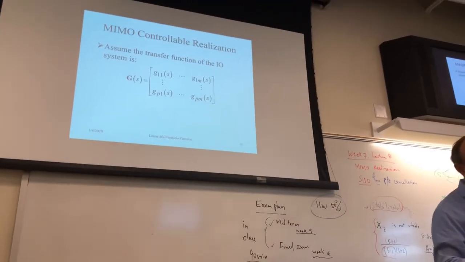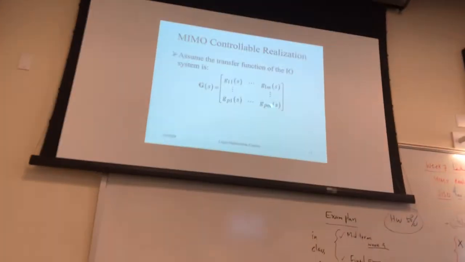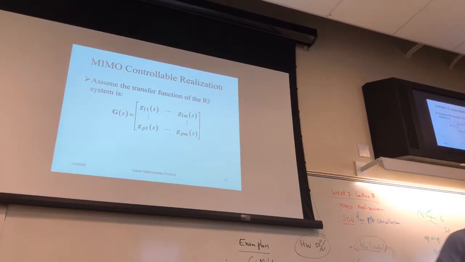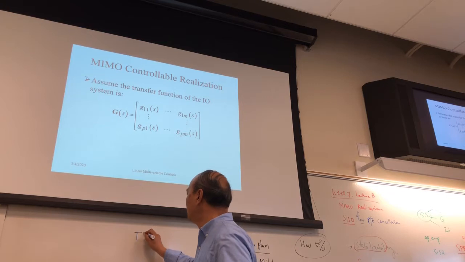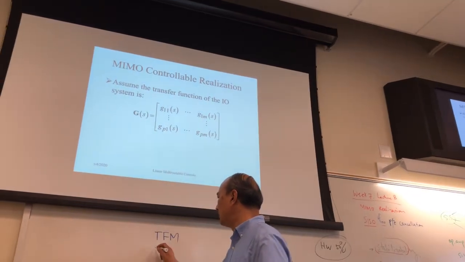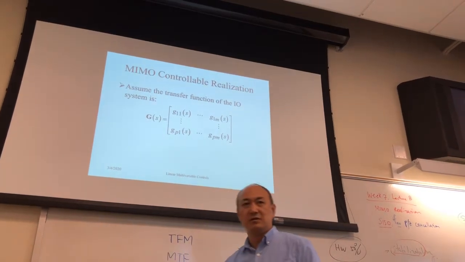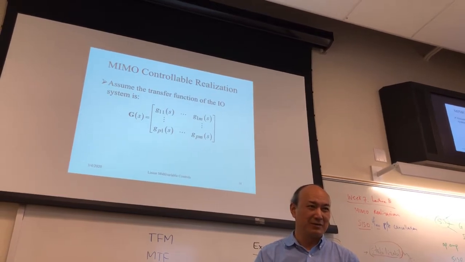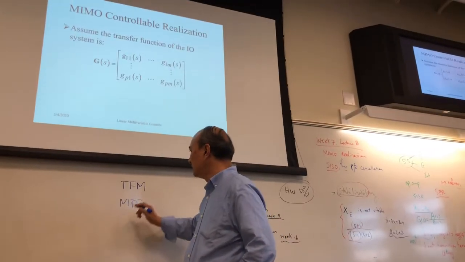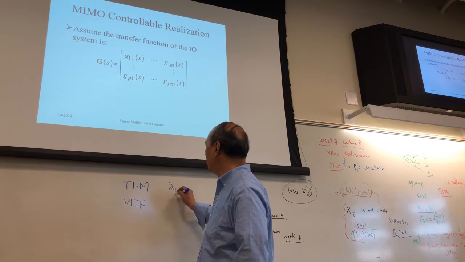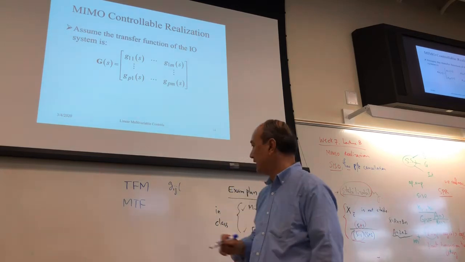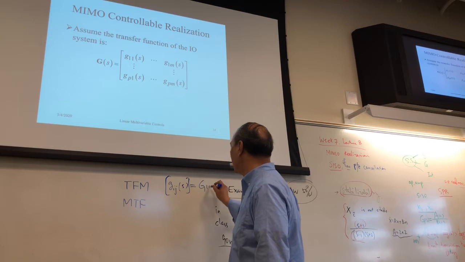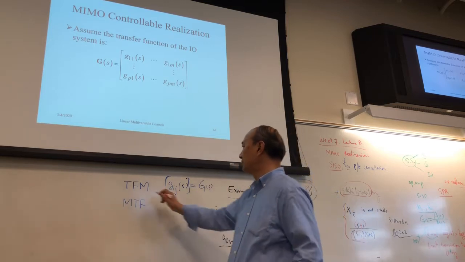So what we're going to have is P by M. This is called the transfer function matrix, TFM. You heard about something called MTF, matrix transfer function, or transfer function matrix. Very different. The reason is the transfer function matrix is talking about G_ij being a function of S. Okay. G of S. Okay. So this is a transfer function matrix. So finally, it's a matrix.